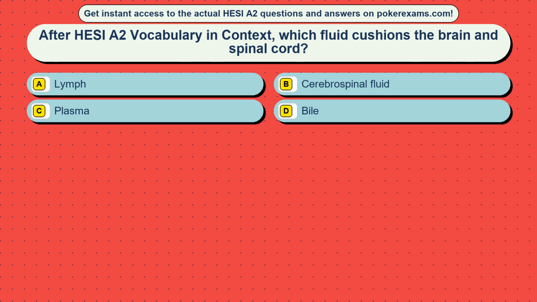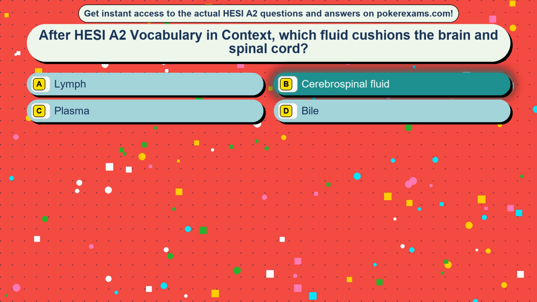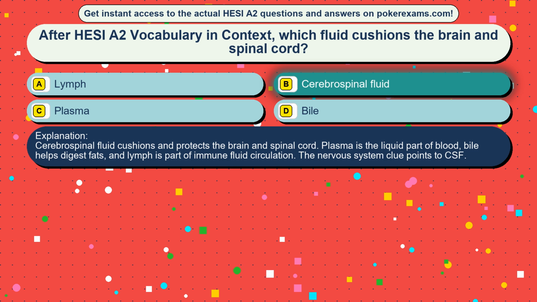Question 36. After HESI A2 vocabulary in context, which fluid cushions the brain and spinal cord? Option A, lymph. Option B, cerebrospinal fluid. Option C, plasma. Option D, bile. The correct answer is option B, cerebrospinal fluid. Cerebrospinal fluid cushions and protects the brain and spinal cord. Plasma is the liquid part of blood, bile helps digest fats, and lymph is part of immune fluid circulation. The nervous system clue points to CSF.